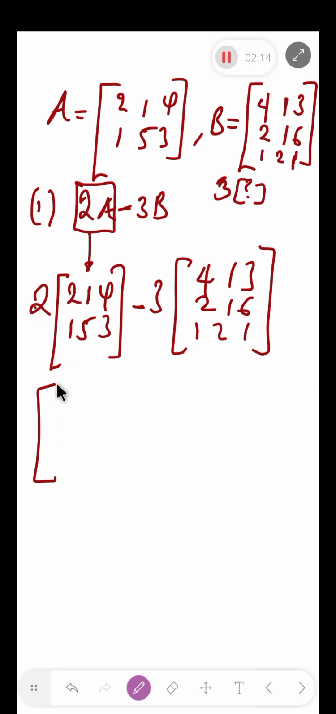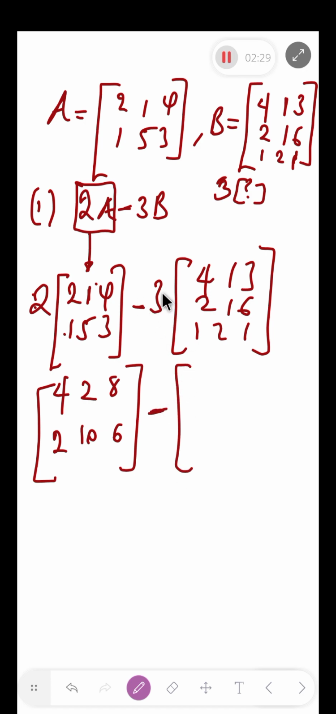2 times 2, 4, directly. 2 times 1, 2. 2 times 4 is what? 8. 2 times 1 here is what? 2. 2 times 5 is what? 10. And 2 times 3 is what? 6. Minus, this minus sign is there. So this constant will multiply each and every digit you have in that matrix.